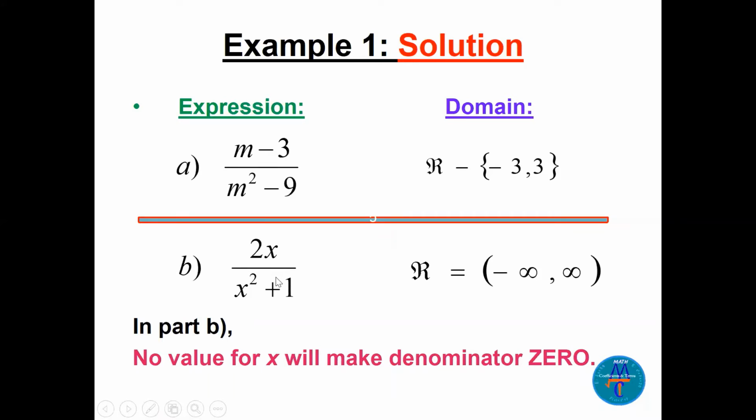Now in this one, see there is a plus here. Sum of two squares we have seen in the factoring. We cannot factor this x squared plus 1 over real numbers. So the domain is R, or minus infinity to plus infinity.